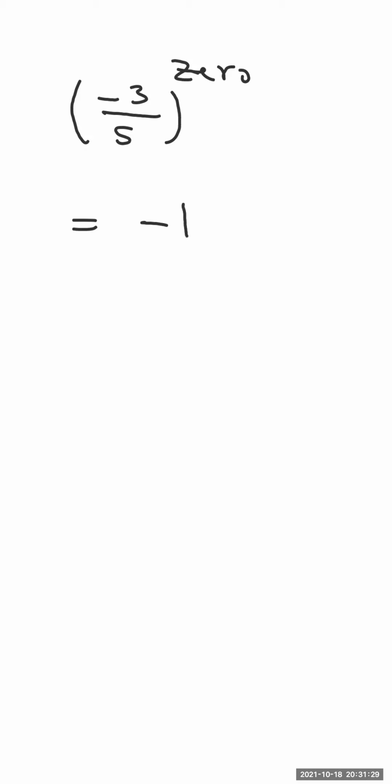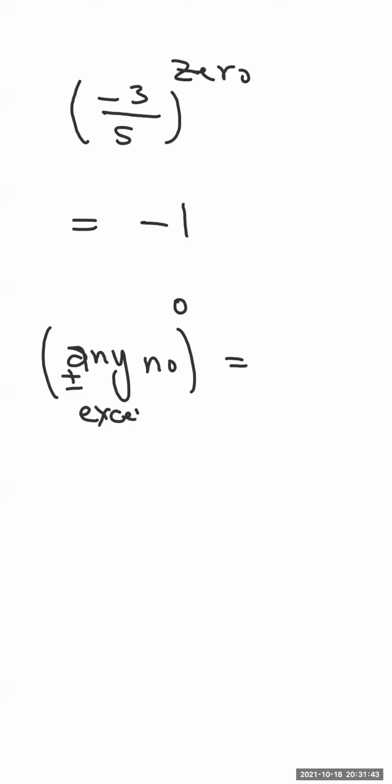Okay, let's solve some examples. I want to get the additive inverse of negative 3/5 to the power of 0. So the additive inverse of this one will equal negative 1. Why? Because any number to the power of 0, even if it's positive or negative, except 0, will equal 1. Therefore, the additive inverse will be negative 1.